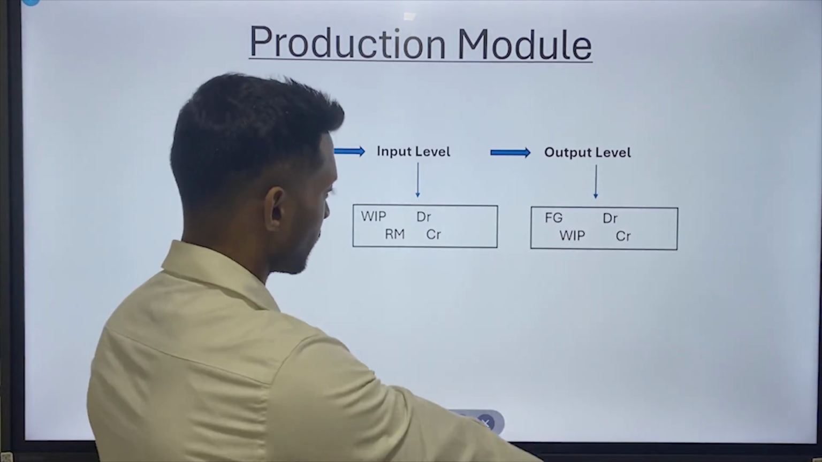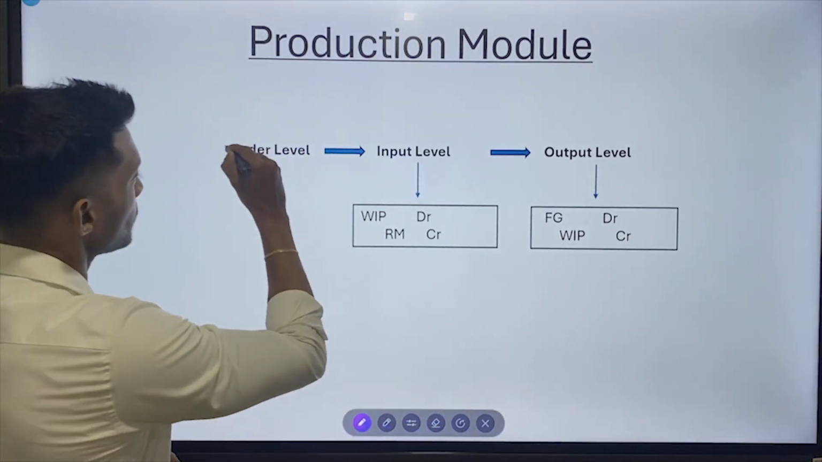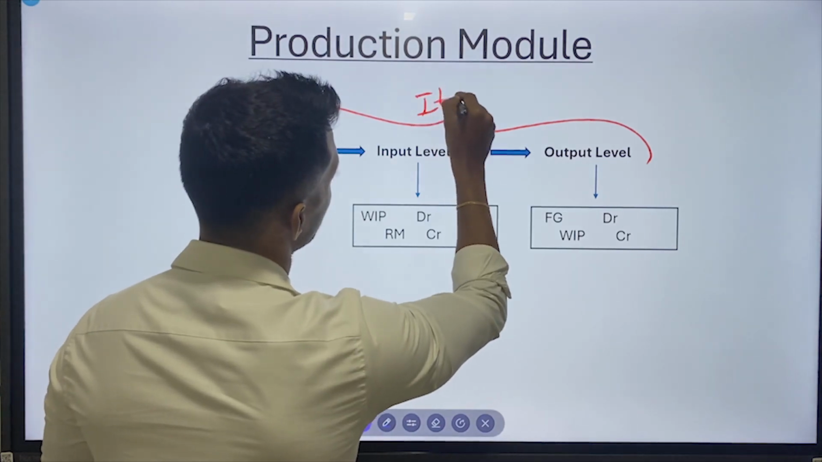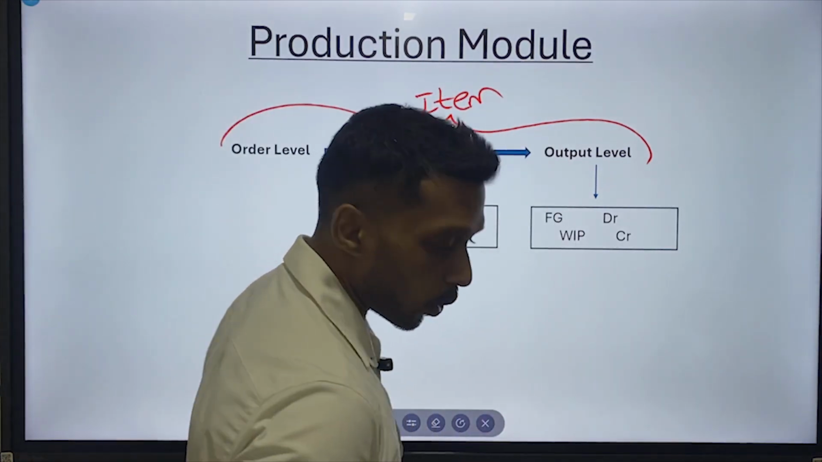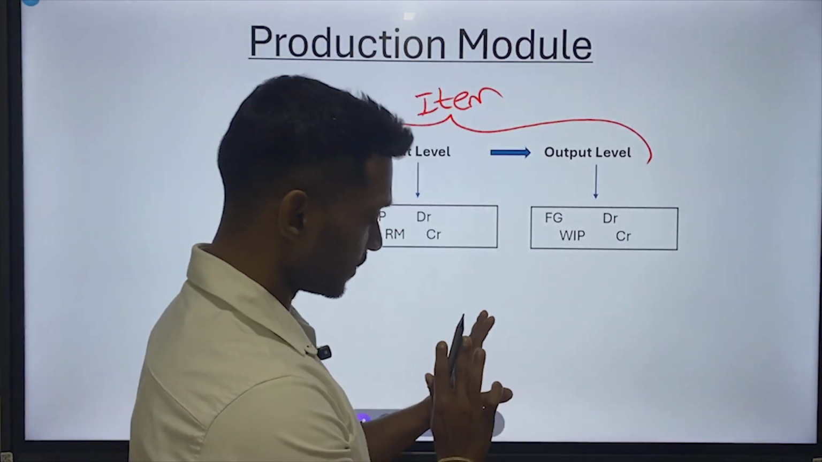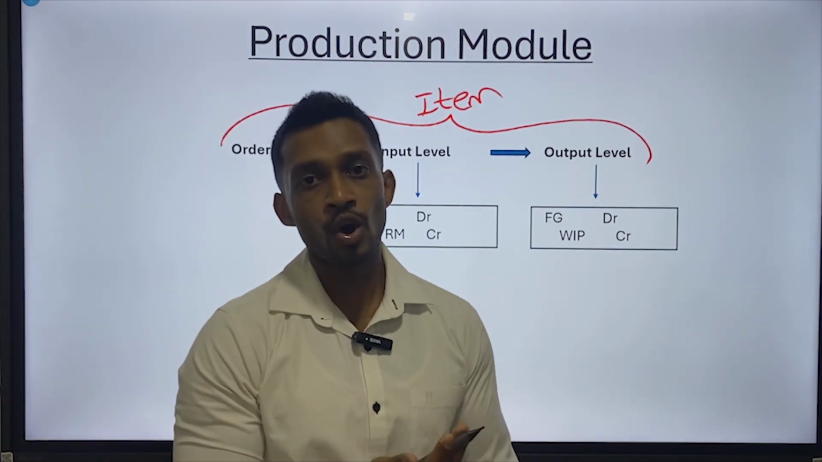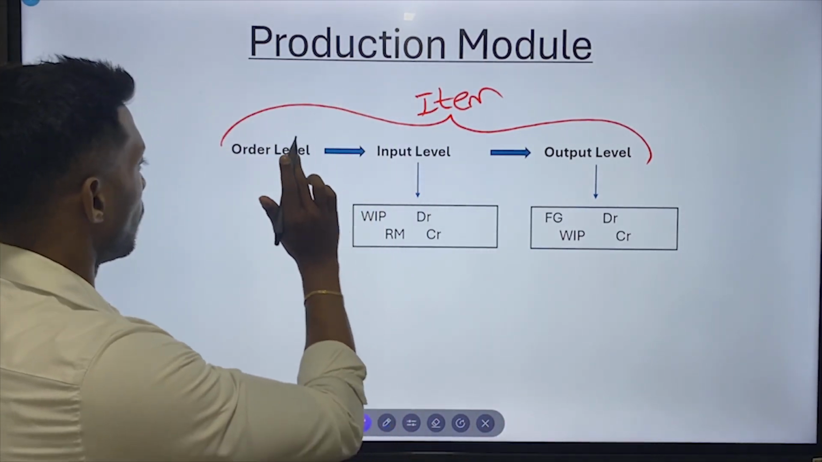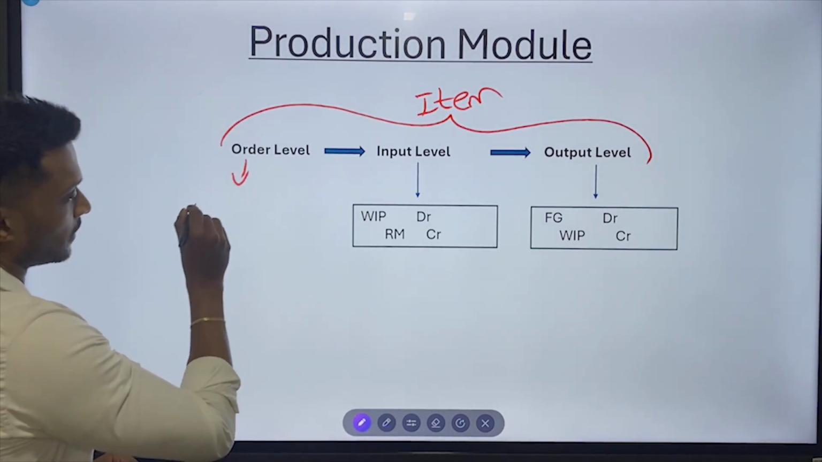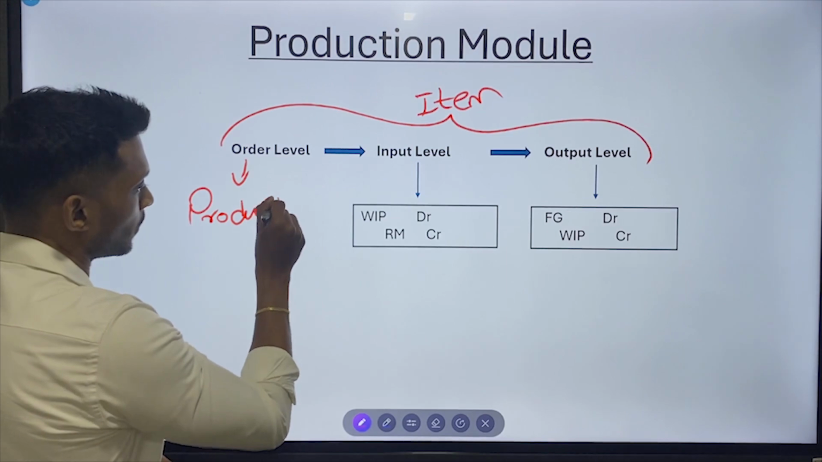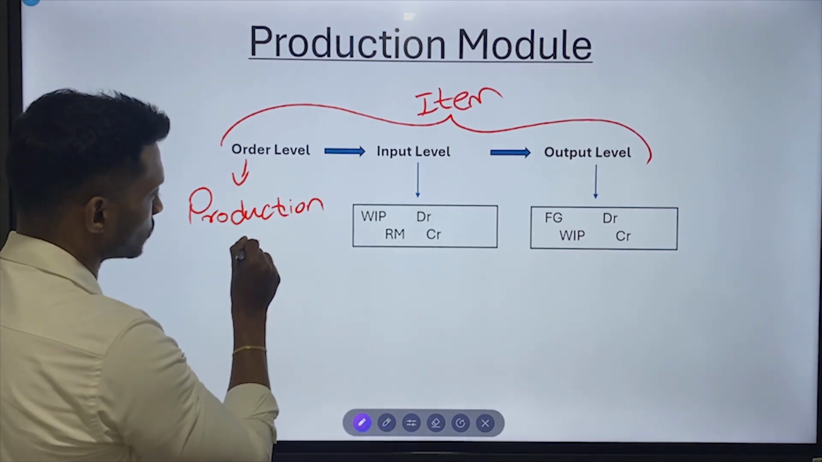Right, let's start. When it comes to the production module, here I'm going to talk about the items only, not the overheads. Later I'll explain how we have to record overheads. At the ordering level, at this point we are creating production orders.